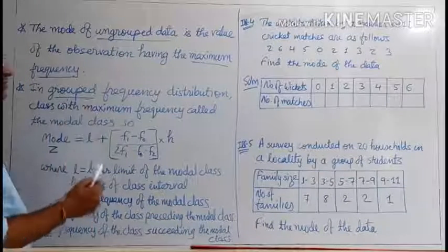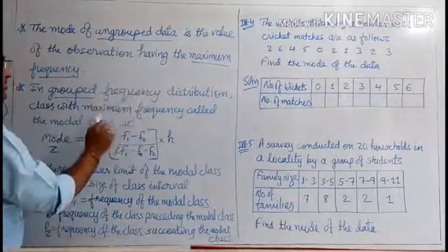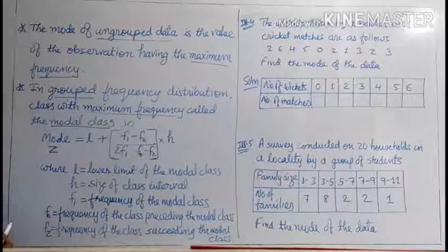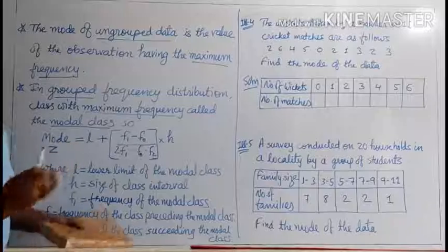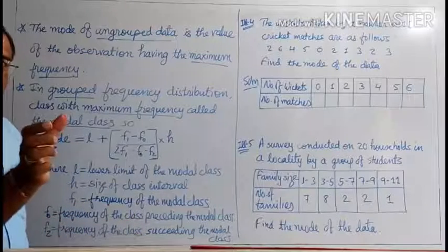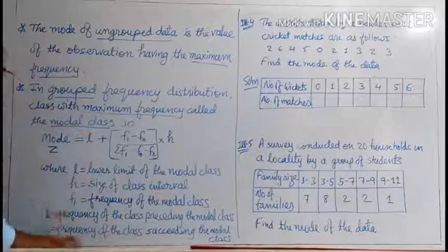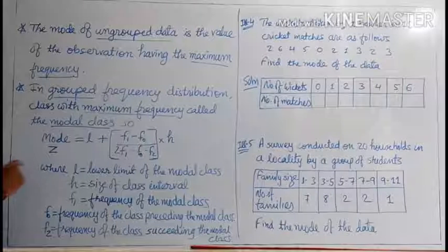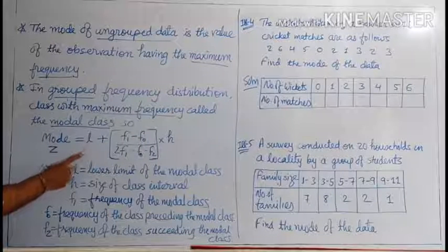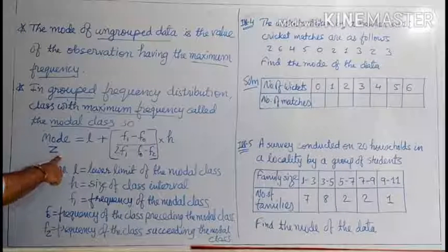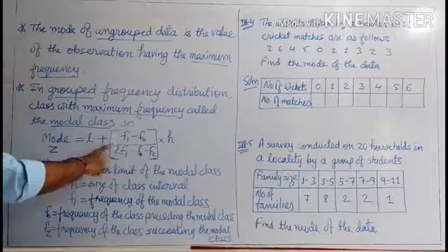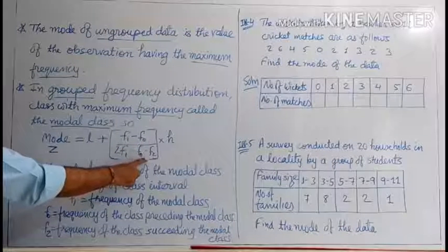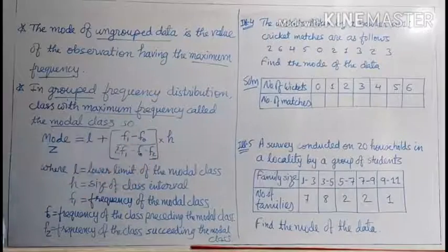So for this, first of all, by looking at the maximum frequency, we have to decide the modal class. From this we will come to know the range or the class in which the mode of the data lies. So the maximum frequency gives us the modal class. To find the mode, there is a formula: mode, denoted by Z, is equal to L plus (F1 minus F0) upon (2 times F1 minus F0 minus F2), whole bracket, multiplied by H.